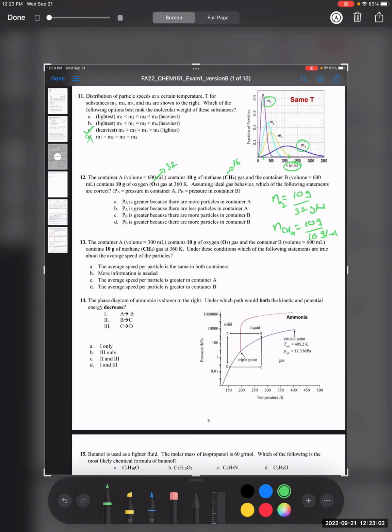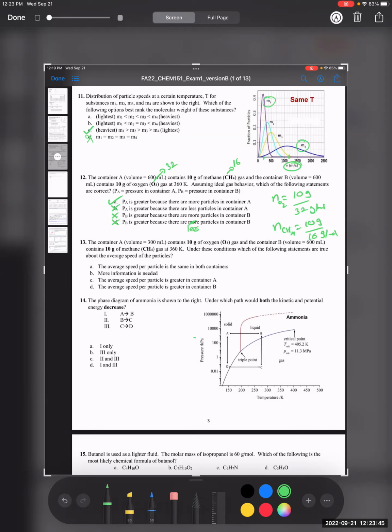Okay, let's see what we have here. Pressure A is greater because there are more particles in container A. There you go, that is it. PA is greater because there are less particles in container A? No, that is not correct. PB is greater because there are more particles in container B? No, PB is smaller because we have less particles in the oxygen container. And PB is greater because, okay, this is a typo. I think we changed that to less here. Either way, PB is not greater. PB is smaller. That is out. So option A is the correct answer.